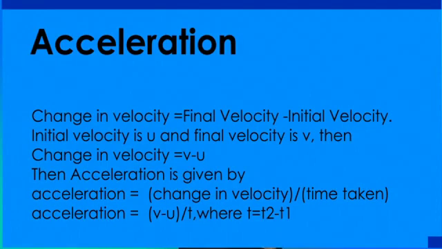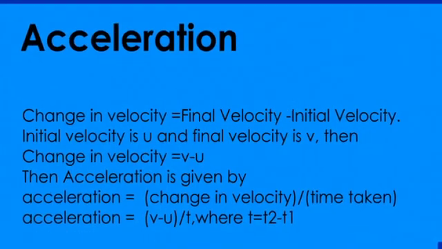We know that acceleration is the measure of the change in the velocity of the object per unit time. Acceleration is given by the equation: acceleration is equal to change in velocity divided by the time taken. Let's find out how fast the velocity changes per unit time, or the acceleration. To solve for the acceleration, first we have to find out the change in velocity. The change in velocities between time t2 and t1 is given by the final velocity minus initial velocity. If initial velocity is u and the final velocity is v, then the change in velocity equals v minus u. Then the acceleration is given by acceleration is equal to change in velocity divided by time taken. That is, acceleration is equal to v minus u divided by t, where t is t2 minus t1.